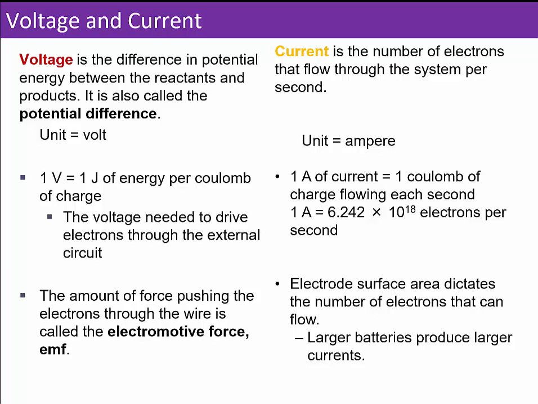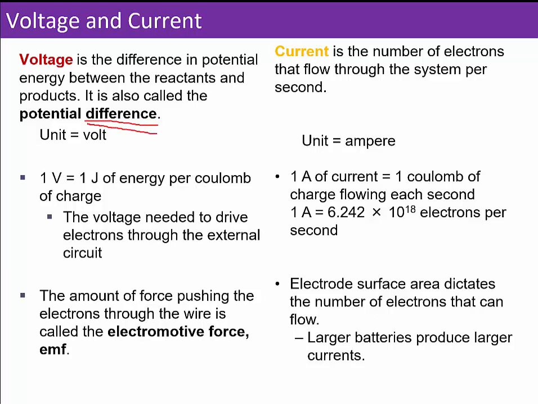1 volt is equal to 1 joule of energy per coulomb of charge. So the coulomb is our fundamental unit of charge. The voltage is what's needed to drive the electrons through the external circuit. Right? And a voltage is always going to be a difference in potential. So see this word difference? This is a key word in here. Right? So what's the difference in the potential chemical energy?